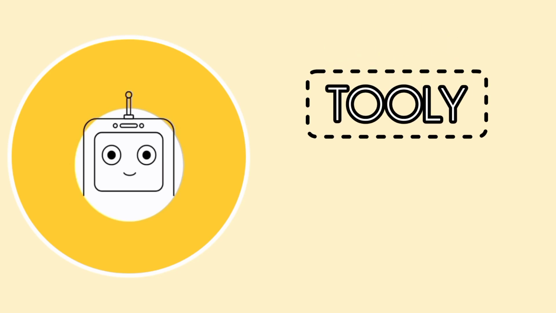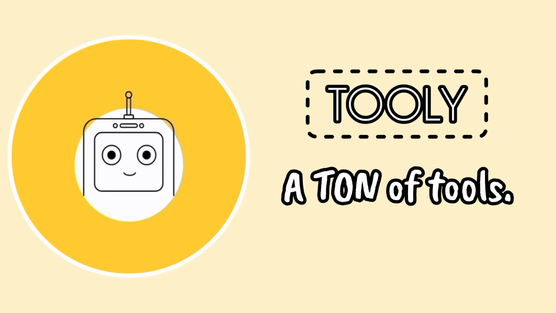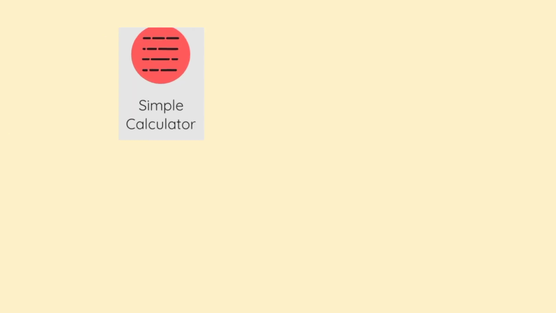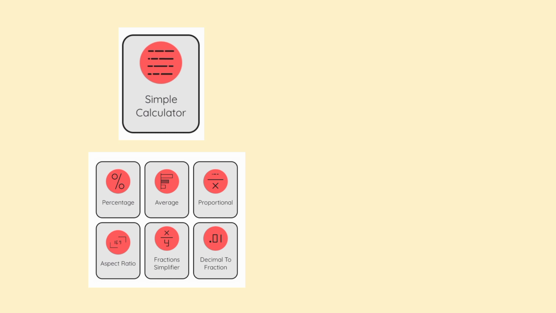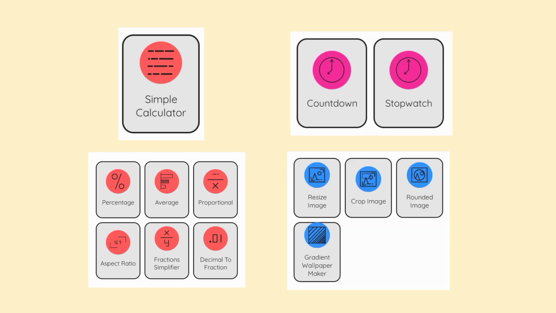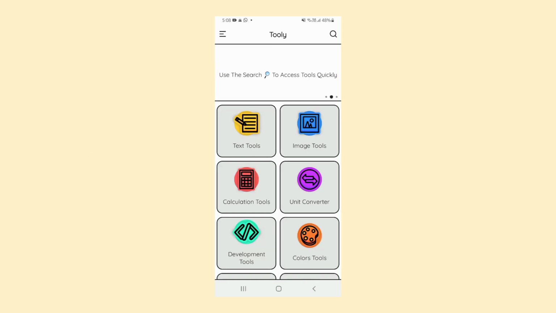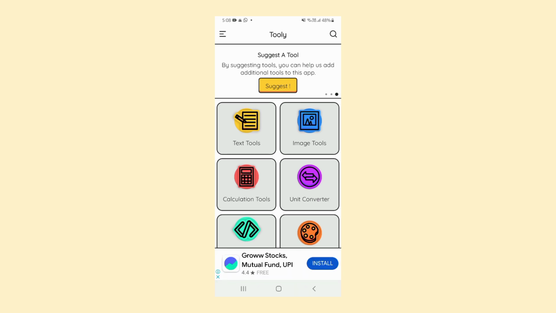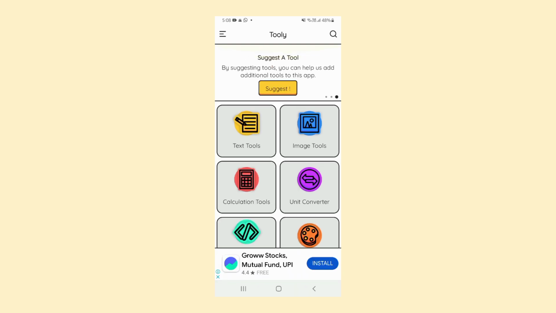This is an app called Tooly and it has a ton of tools. Now, obviously, when I say tools, it has everything that you'd expect: a simple and scientific calculator, a timer, a stopwatch, and some very basic image tools that your phone might already have. But what's interesting is that it also has a lot of other tools that are not very common.